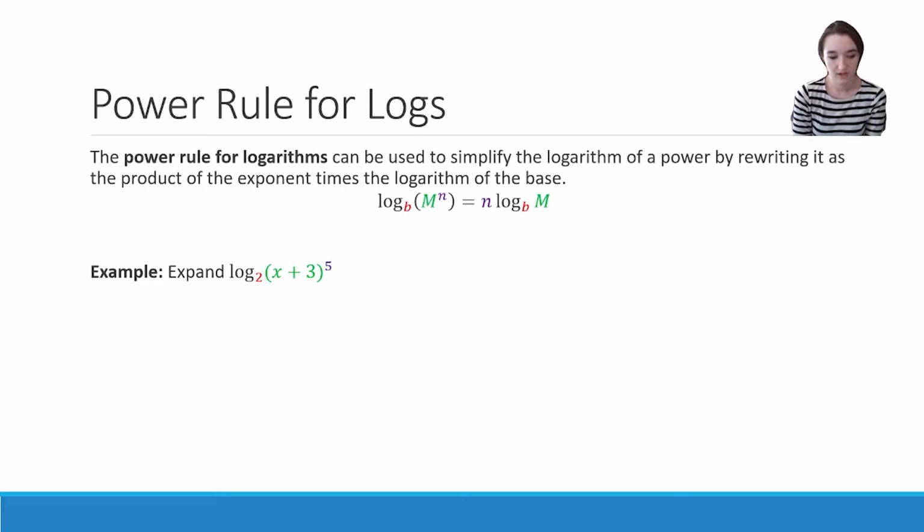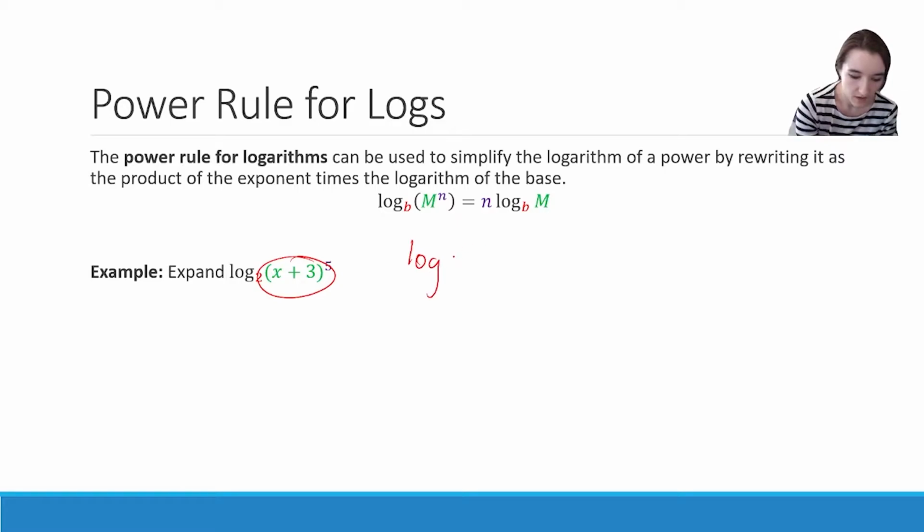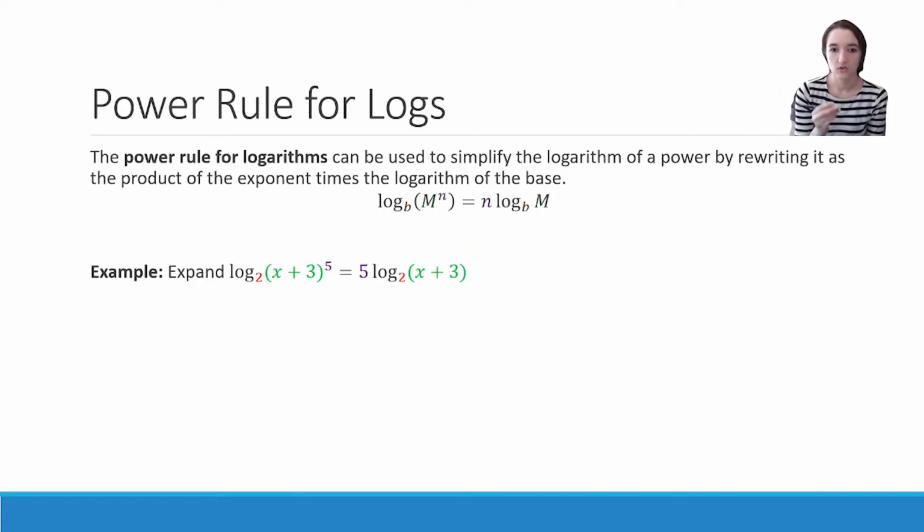So if I wanted to expand log base 2 of x plus 3 to the 5th power, now notice the entire x plus 3 is taken to the 5th power. The entire content of the logarithm is being taken to the 5th power. That's important. If it were, for example, log of x squared plus 3, I can't do anything. I cannot bring that square outside because it's not the entire log. I'd have to be able to remove the 3 in some way, which I cannot. So this is equal to just bringing the 5 up front. And so 5 times log base 2 of x plus 3.